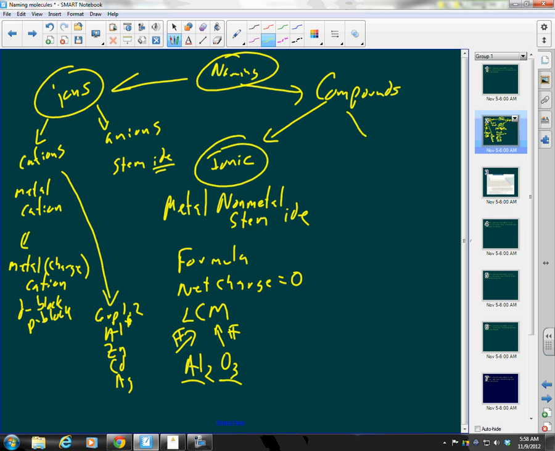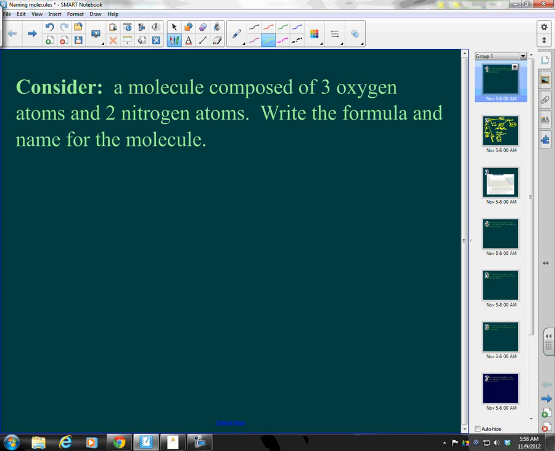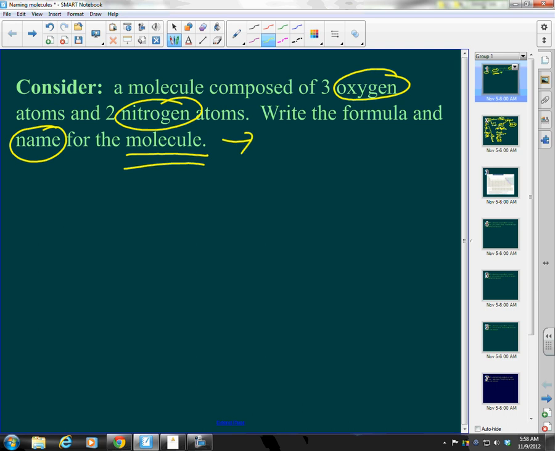And now we want to get into how we name molecules. Let us consider this question: we have a molecule composed of 3 oxygen atoms and 2 nitrogen atoms. We're going to write the formula and the name for the molecule. This is a molecule, and what does that imply? If it's a molecule, we're talking about a nonmetal plus a nonmetal. So how do we name this and write the formula?